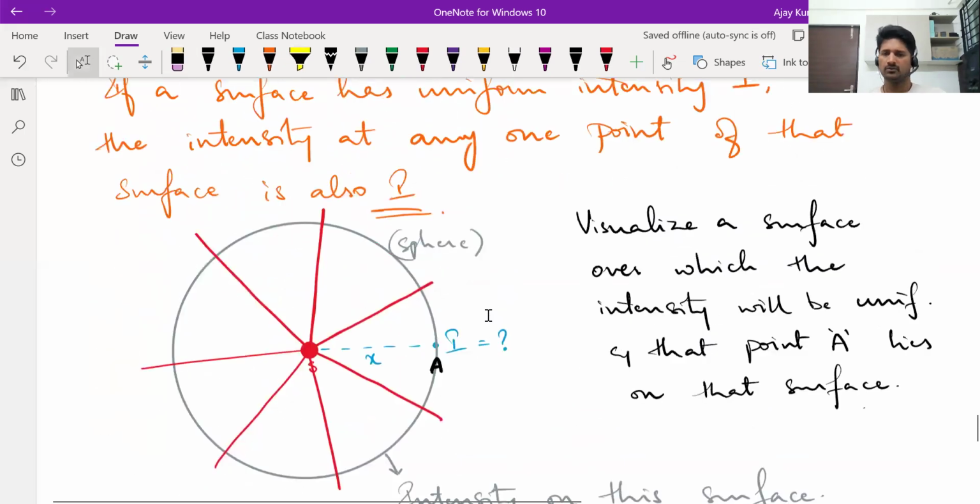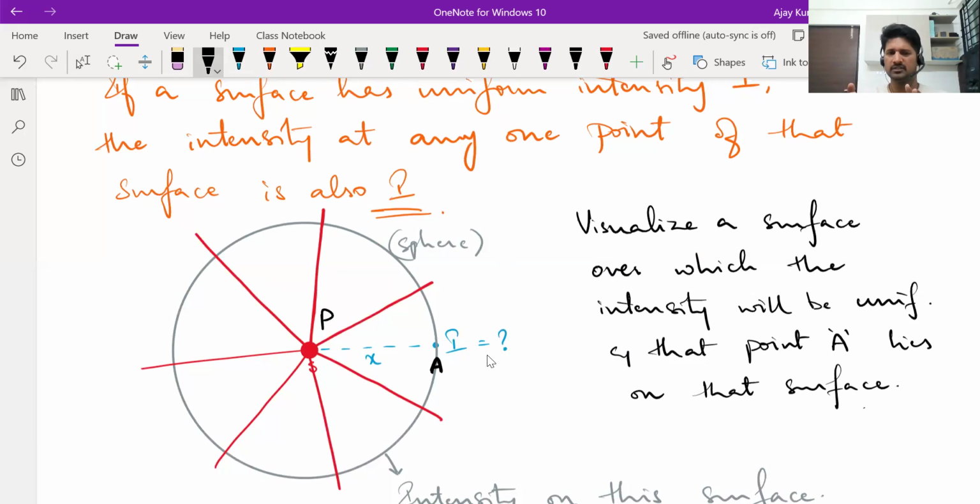Okay. So you were given a source and you were asked the intensity at a certain distance from it. We first use the definition of intensity. Intensity is energy per unit time per unit area. Now we know energy per unit time already. That is given to you in the problem. The source is emitting P joules of energy per unit time.